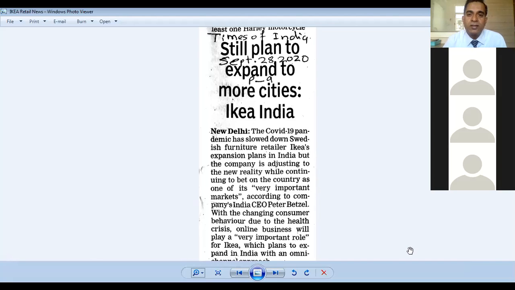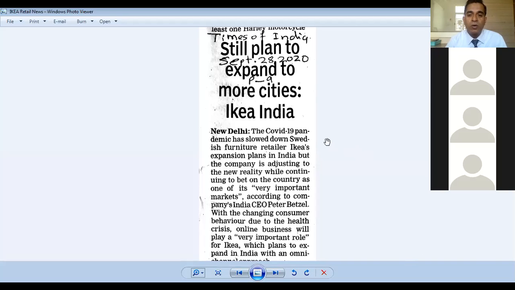This news is again from the Times of India, September 28, 2020, in Business Times. "Still plan to expand to more cities: IKEA India." I took this example earlier as a key to success in global markets. One among them was category specialists. I considered the IKEA store: you dominate the category. IKEA dominates the furniture category globally. It's a company from Sweden.